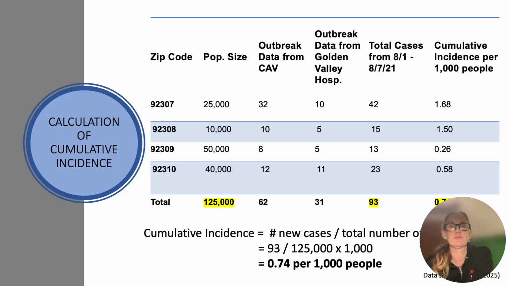In this scenario, for the Crabapple Valley and Golden Valley Hospital locations, the total number of new cases between August 1st and August 7th was 93 for a total population of 125,000. By applying the formula in the data provided in the scenario, it can be determined that the cumulative incidence of this outbreak is 0.74 per 1,000 people, meaning the overall risk of a person contracting this disease is nearly 1 person out of 1,000.